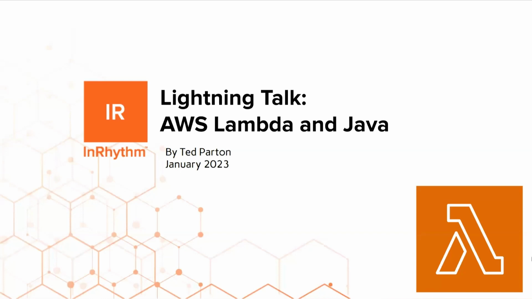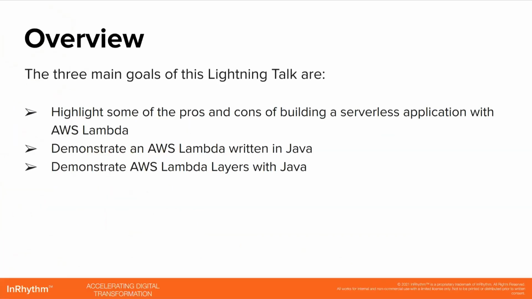So today, with our lightning talk, I've got three main goals I'd like to accomplish for everybody. The first is to highlight some pros and cons of building a serverless application with AWS Lambda. The second is to demonstrate a typical Lambda function written in Java. And lastly, I'd like to show you one that uses the Lambda Layers option, which is a neat feature that lets you make a dependency layer.